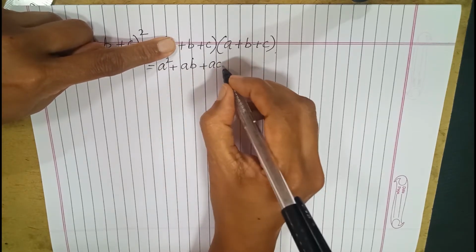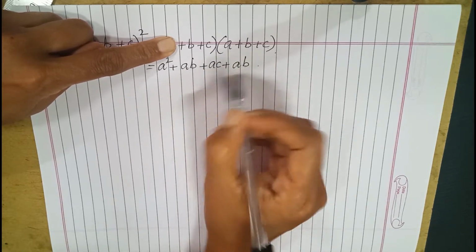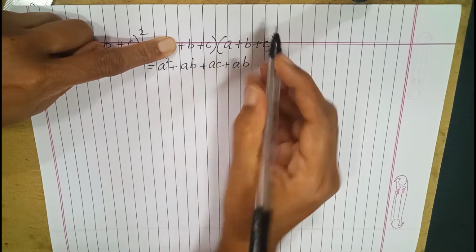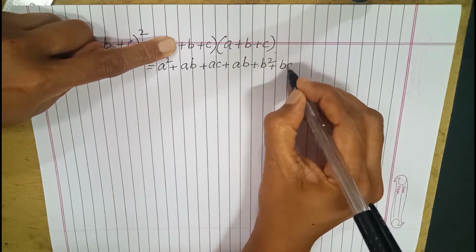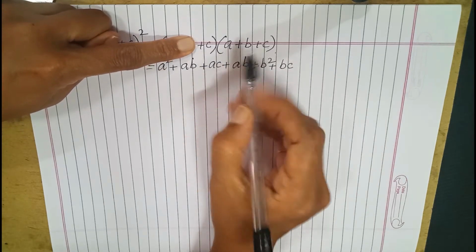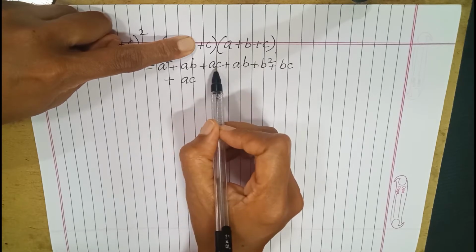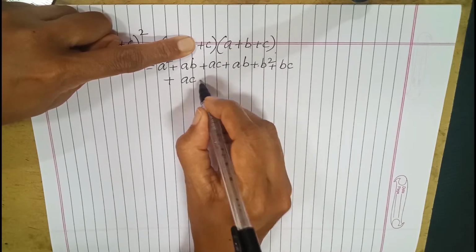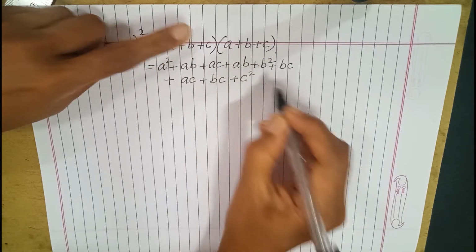So b into a. We will again write it in the form ab only, so that they both look similar and we can easily add. B into b is b square. B into c is bc. Now let's go to the third one. C into a. Again I'm writing it as ac only so that it looks similar to the ones which we have already got. C into b is again bc. C into c is c square.